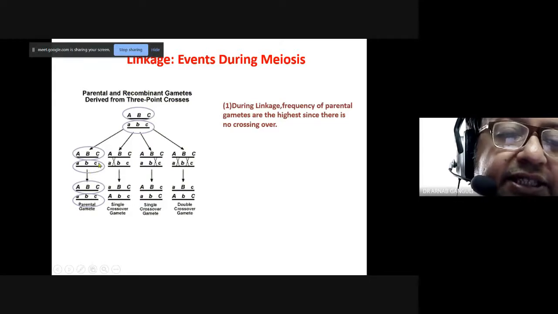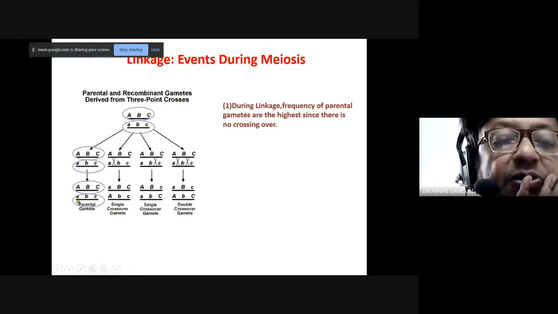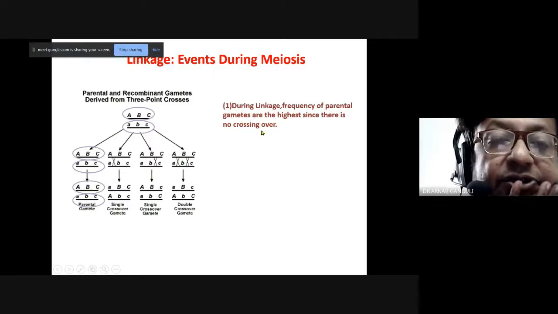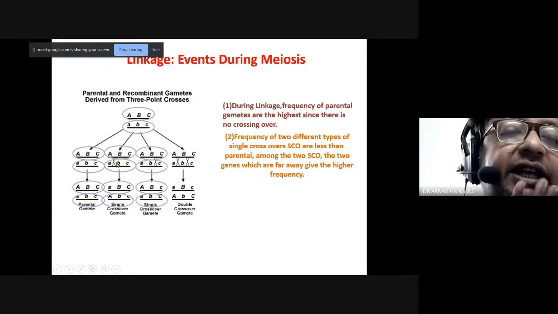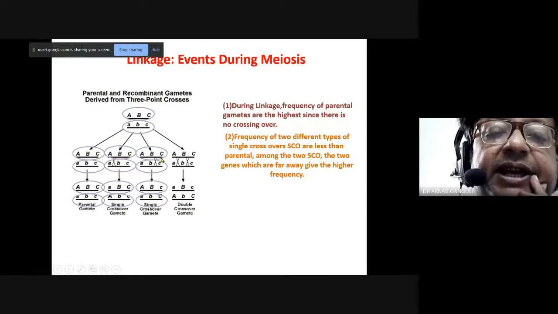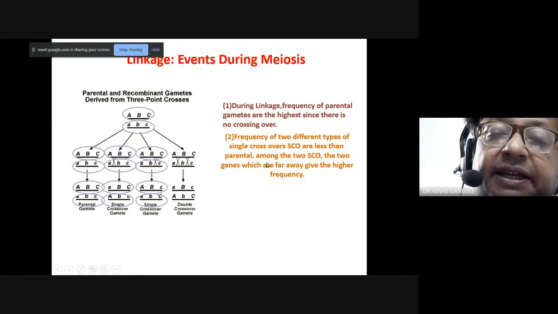And since there is no crossing over, there are two types of gametes. One is the A, B, C containing gamete, and the other is small a, small b, small c containing gametes. Since they are the highest, since there is no crossing over. Now, when you are talking about 3-point crosses, there are two places the crossing over can take place. One is between A and B, and the other can be between B and C. So the frequency of two different types of single crossovers are less than the parental.